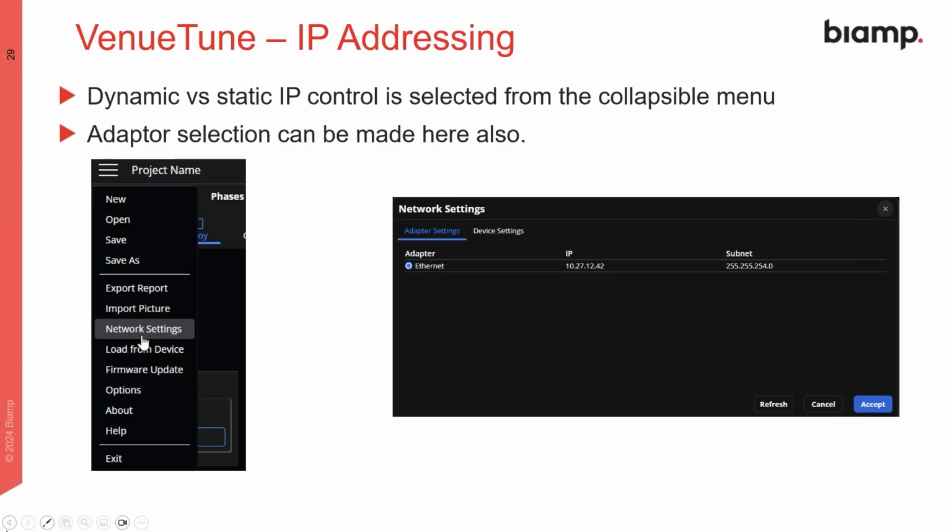In the adapter settings, we can select the NIC on the PC. I happen to just have this address set up here when I did it. To access the adapter settings, use the upper left-hand corner hamburger, or the menu bar, as I'm going to call it from here on out. Perhaps you do have Ethernet and Wi-Fi on there. Make sure you've got VenueTune talking on the proper one to the device that you're working on.